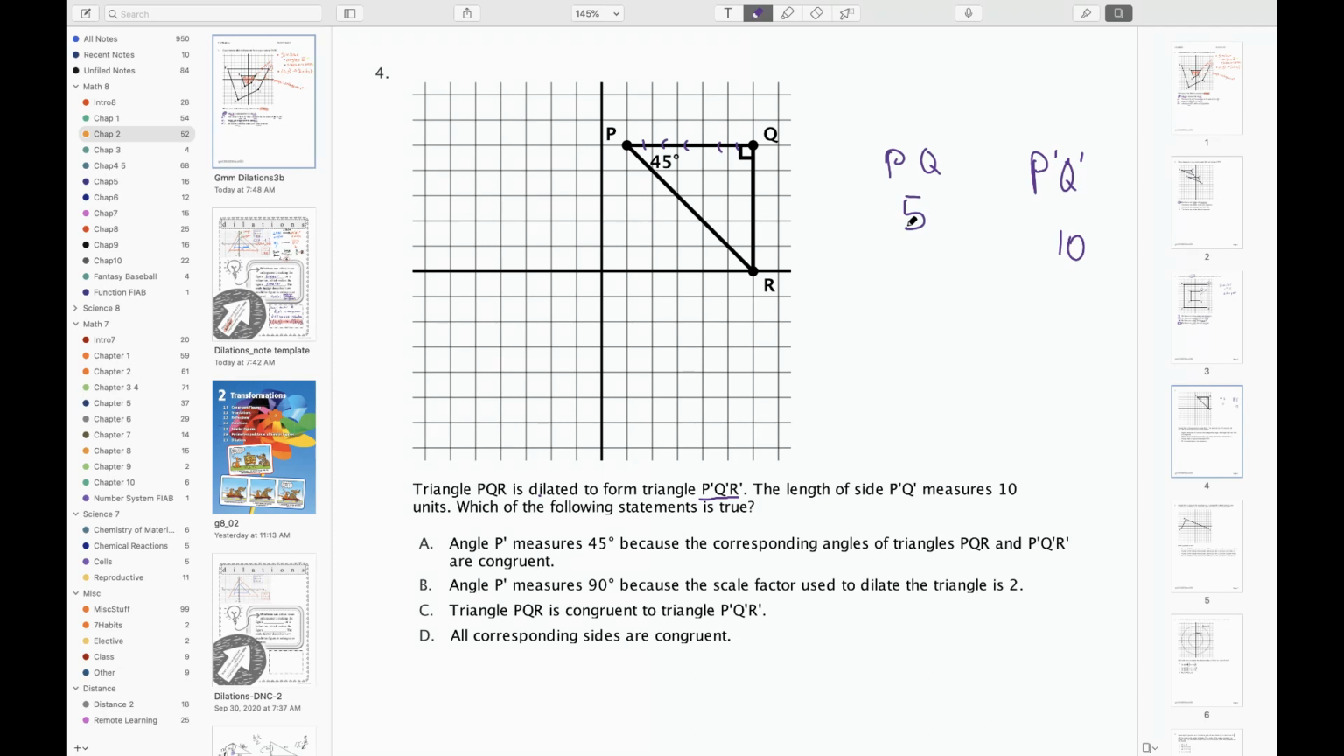Why do we know it's 2? Because it's the ratio of image over original. So that's 10 over 5. So the scale factor is 2. All right, it says which of the following statements is true?